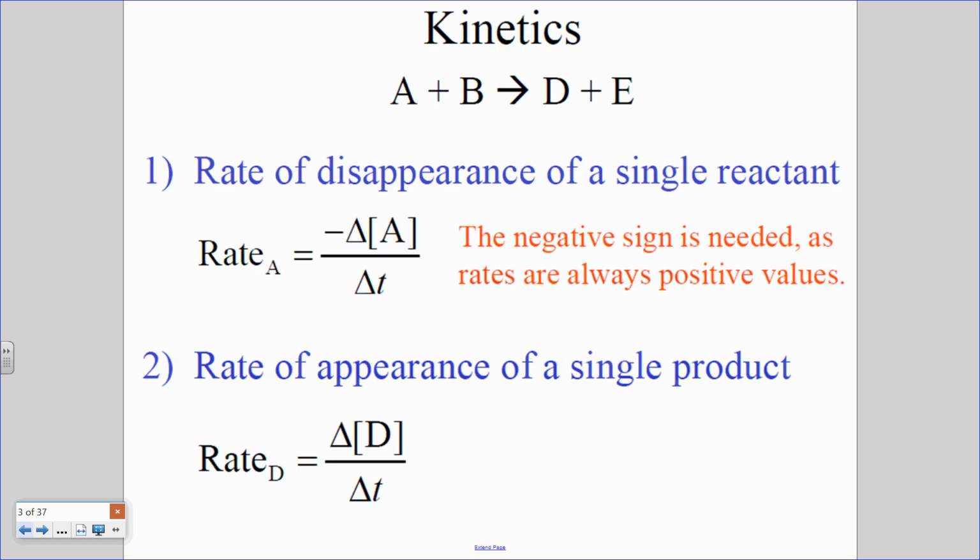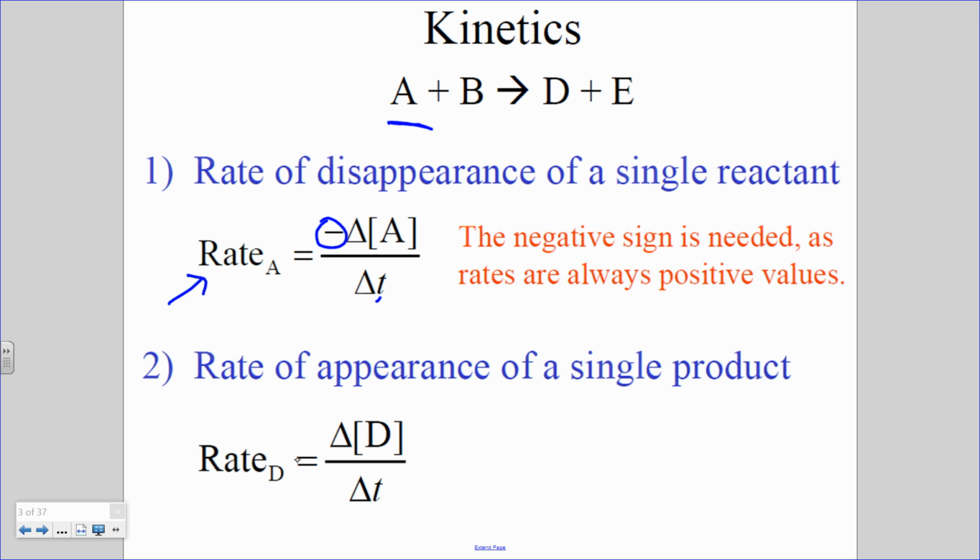Okay, so when I told you we're going to talk about 3 different ways. If we talk about the rate of disappearance of a single reactant, in this reaction, A is one of our reactants. So the rate of A equals the negative change in the concentration of A divided by the change in time. If you're talking about a reactant, there's a negative sign here, and that is just to fix the convention that rates in kinetics are always going to be positive. So if you come out with a positive rate, add in a negative sign, change it to a positive, it's not a big deal.